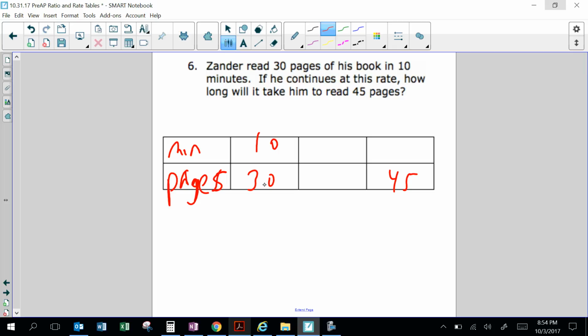Let's go up and down. Can 30 go into 10? It can't go into that. That's divide by 3 or times a third. What is 45 third? 45 divided by 3 is 15. And that is the answer for that one. So 15 minutes, he reads 45 pages. Really? That's pretty fast. Must be a picture book.